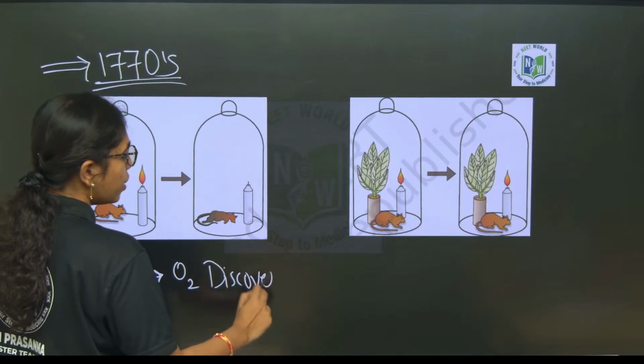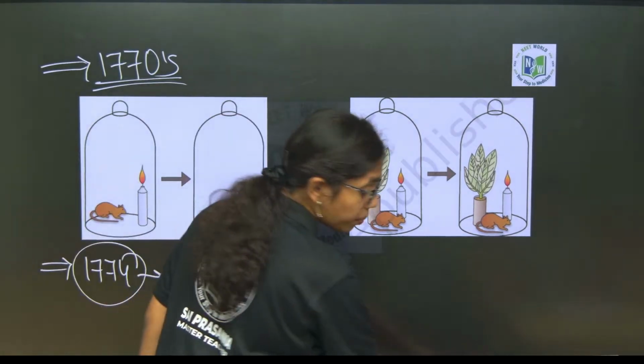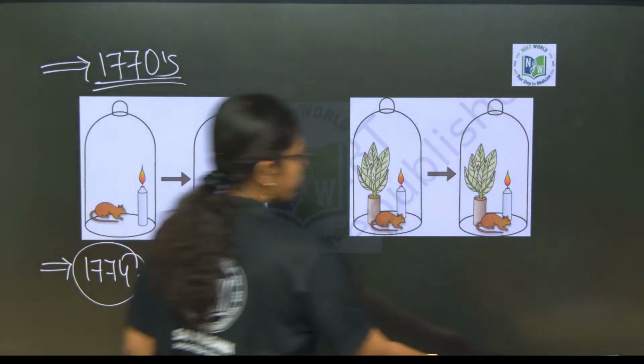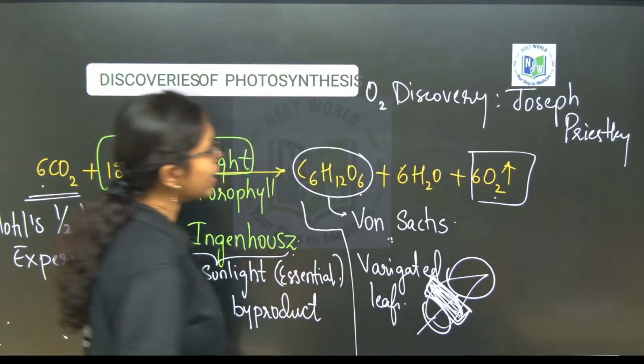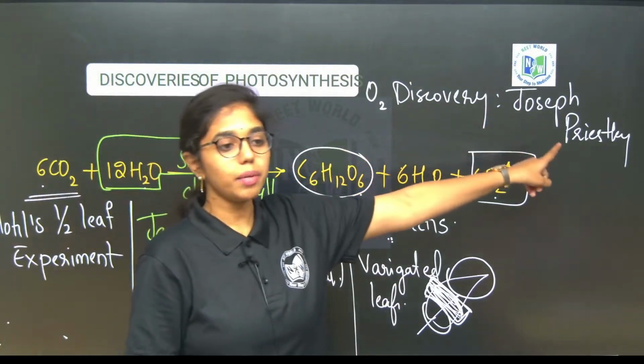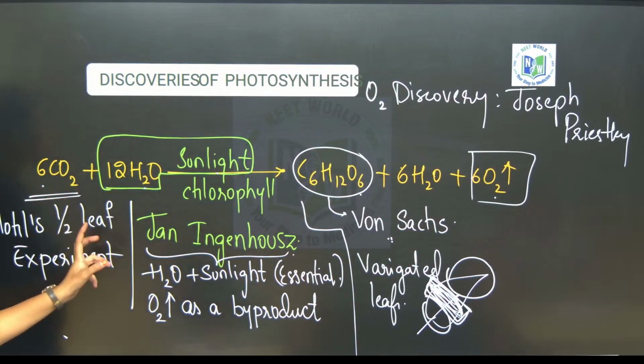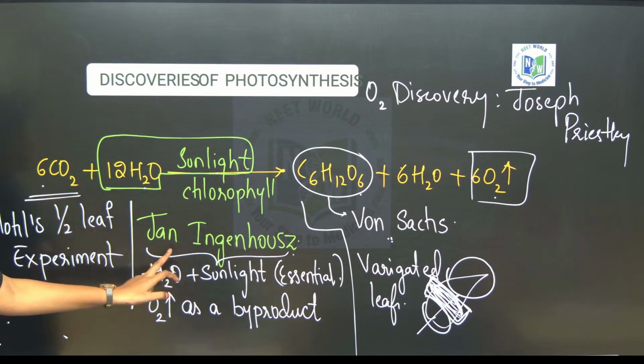Now, it is fine. Oxygen is discovered by, yes ma'am, Joseph Priestley. So, it is clear to you, right? Oxygen is discovered by Joseph Priestley. Oxygen evolving from photosynthesis was said by Jan Ingenhousz.